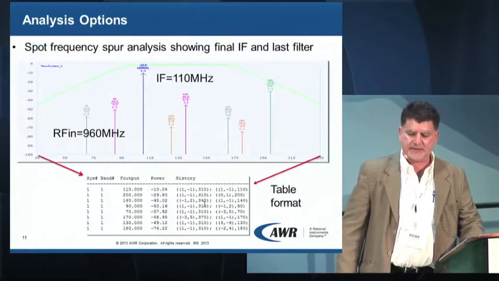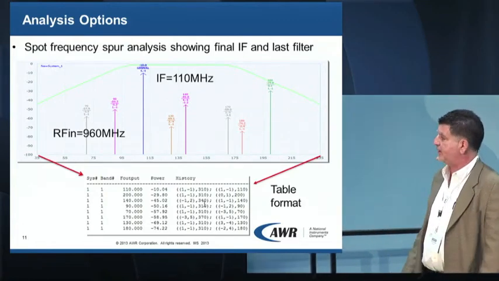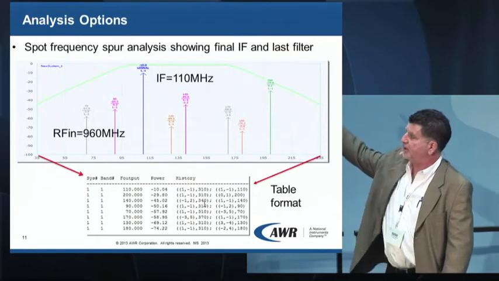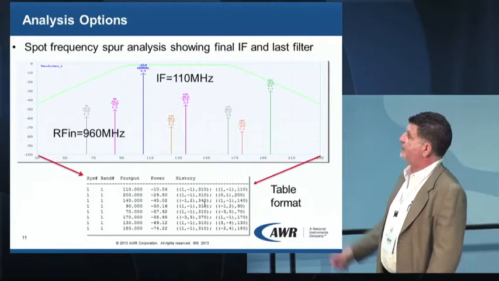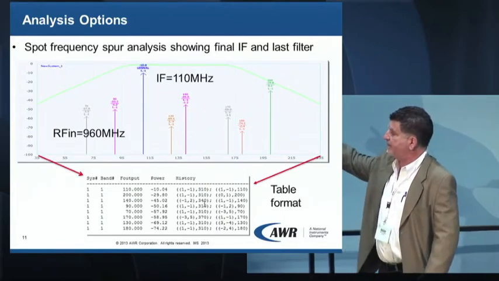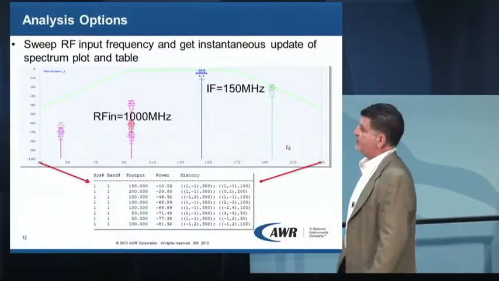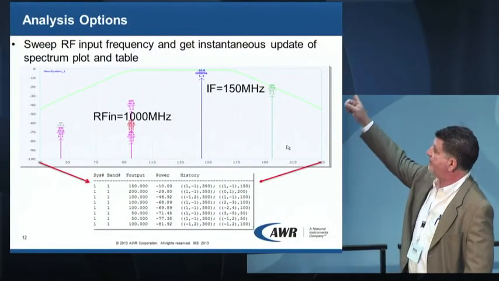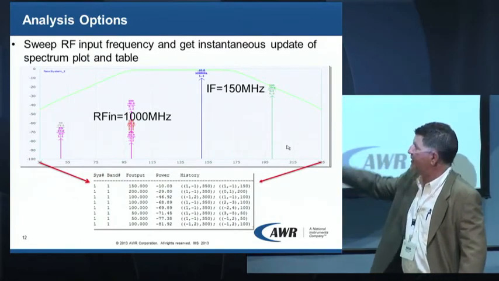The second go of analyzing a link is that you can look at a CW signal passing through and all the intermodulation products being generated in a tabular format or in a visual format. So our RF frequency here is 960 megahertz. Our IF is 110 megahertz. The resulting spurs and their product power levels are displayed. And over here you can look at it in a tabular format. You can sweep the RF input frequency. So here I swept my RF to 100 megahertz. My IF went to 150 megahertz. And I can see multiple products being overlaid over here around 97 megahertz.